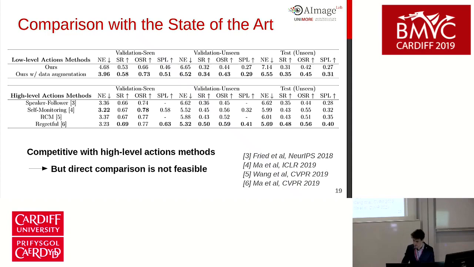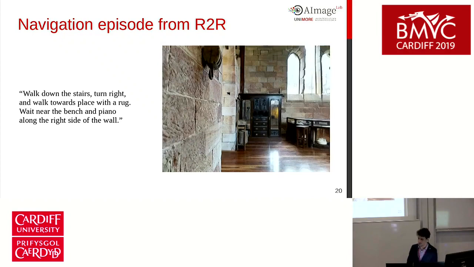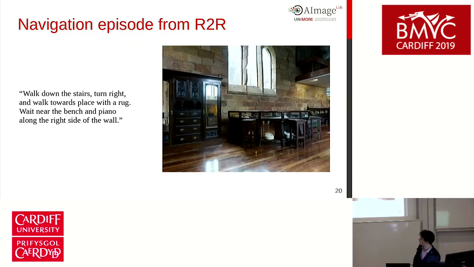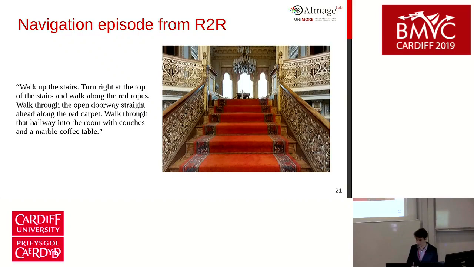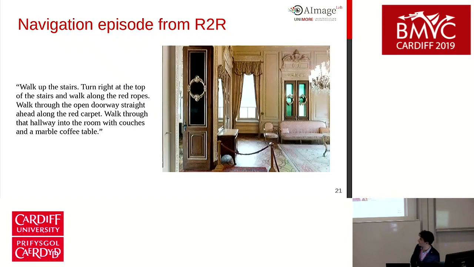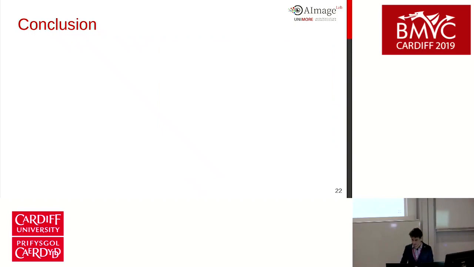We also show some qualitative results and some navigation episodes from the room-to-room dataset. We have the instruction on the left, and we see that the agent is able to walk down the stairs, turn right, and walk towards the bench. So this episode is successful, and this episode is successful too, although the sentence is quite long. And if somebody here is familiar with NLP, they know that an LSTM has a really hard time encoding all of that information. So I'm going to the conclusion.